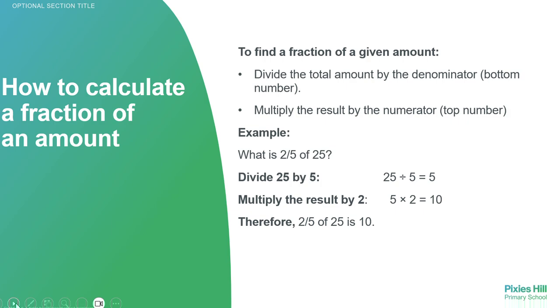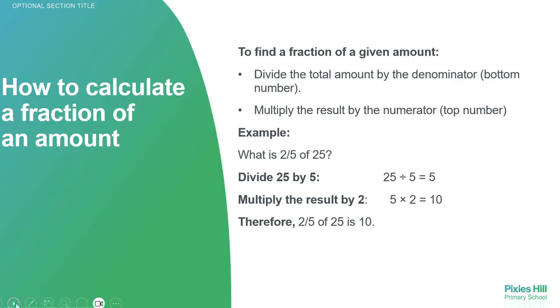How to calculate a fraction of an amount? So to find a fraction of a given amount, you need to divide the total amount by the denominator, which is the bottom number, and multiply the result by the numerator, which is the top number. So for example, what is 2/5 of 25?